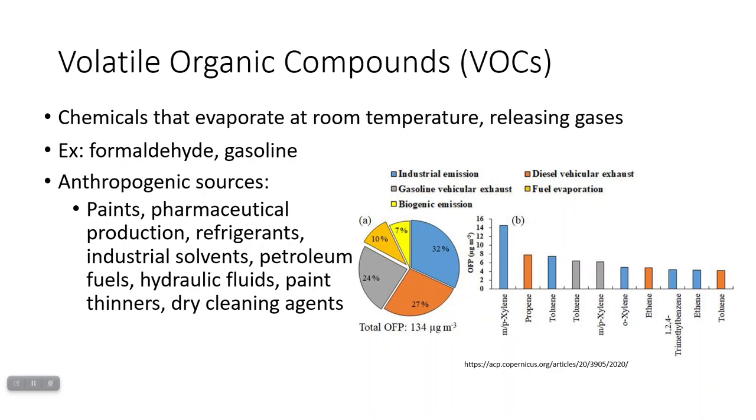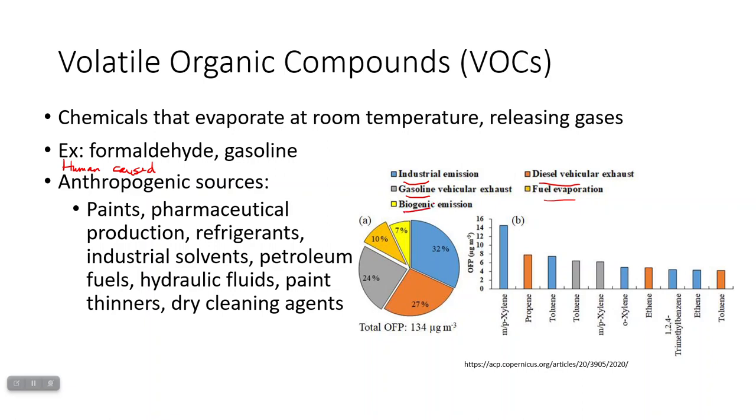And they have both anthropogenic sources as well as natural sources. And I am going to hammer this point home that anthropogenic means human caused. So humans cause the release of volatile organic compounds from things like paint, production of pharmaceutical drugs, so medications, refrigerants, various industrial solvents, some petroleum fuels like gasoline, hydraulic fluids like what are used in hydraulic fracking, paint thinners, dry cleaning agents. There's a number of various things. So industrial emission, gasoline emission, diesel vehicular emission, and fuel evaporation are some major sources of VOCs.